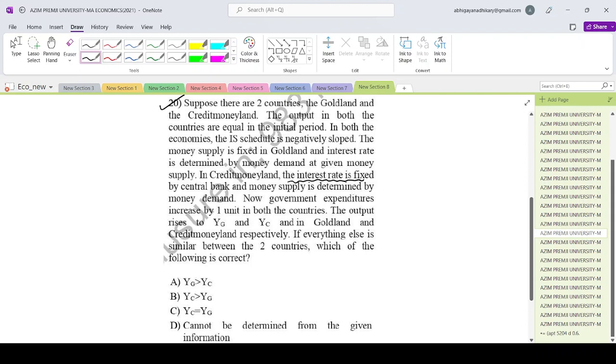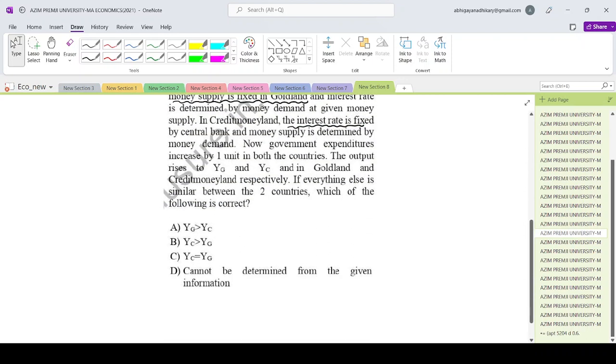Okay, so let me go through the important information once more. The IS curve is negatively sloped in both the countries. That means the consumption and investment behaviors are the same. The money supply is fixed in Gold Land. So Gold Land basically follows money supply targeting.